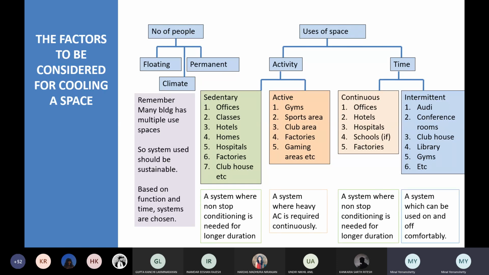Again, continuous, centralized, depending on the area, or intermittent, the same thing that I explained here. I can shift library to conference, library to gym, or gym to auditorium, whatever. So again, preferably a system which can be switched on and off.